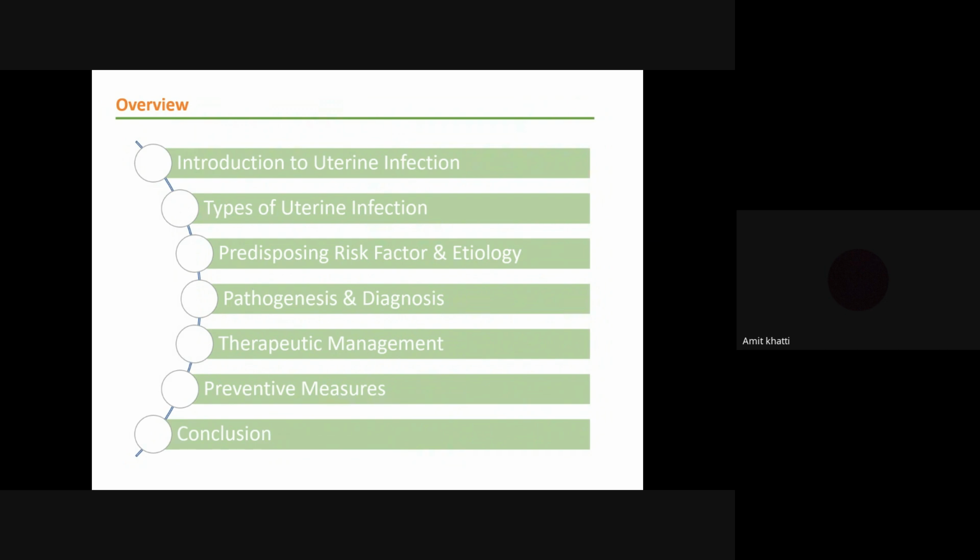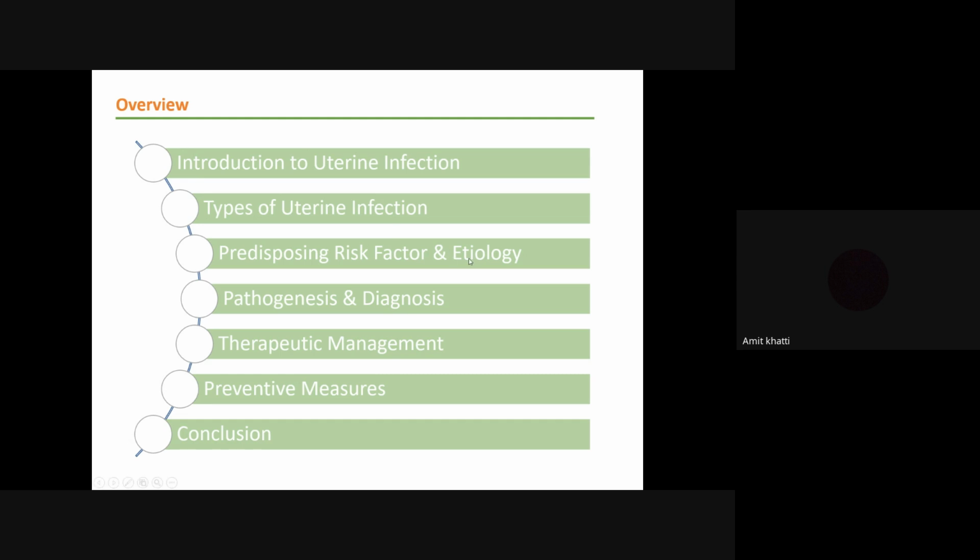So this is the overview of today's discussion. First, we will start with the introduction of the uterine infection. Then we will see what the different types of uterine infections are and which are common in the dairy animal. Thereafter, we will discuss the common predisposing factors or risk factors which make a dairy animal more prone or susceptible to uterine infection, and what the basic etiology of the uterine infection is.